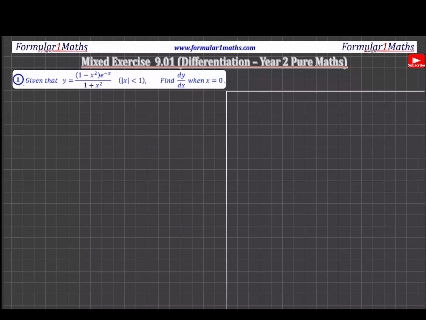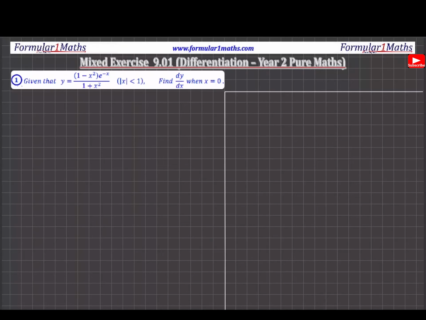This is mixed exercise 9.01, and this is on differentiation, pure maths year 2. We're going to answer 3 questions. Question 1. Given that y is equal to all that, find dy/dx when x is equal to 0.